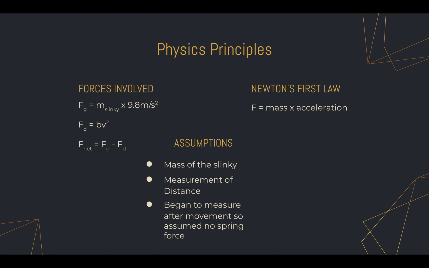Before analyzing the code, there are a few physics principles to introduce. The forces involved in this lab include the force of gravity, which is known to be the mass of the slinky times the gravitational constant of Earth, and the drag force, which is known to be the proportionality constant times the velocity of the object squared. The foundation of these equations, especially the force of gravity, follows Newton's second law of motion, where force is equal to mass times acceleration.